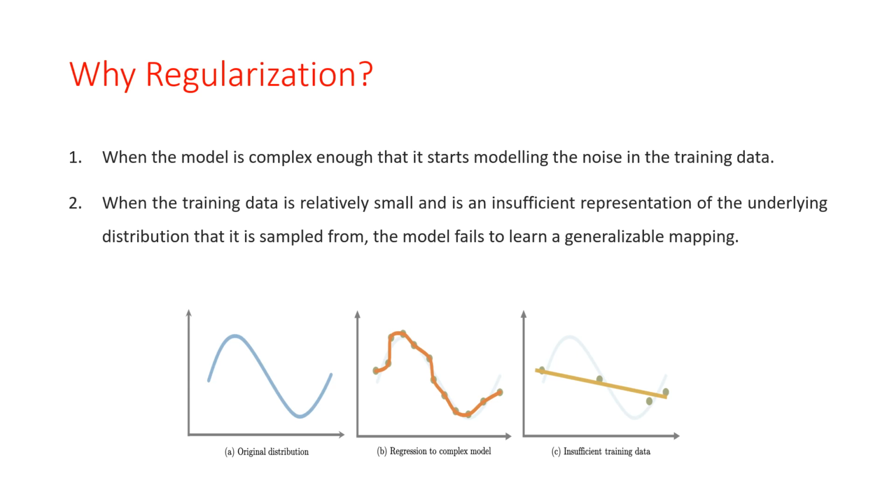So these are the two reasons why we can use regularization. Here we have an original distribution, then regression with a complex model and insufficient training data. So we have some model but we are having insufficient training data like this. For the complex model, the regression is like this in the second diagram, and the original distribution will look like this. So what is regularization? It helps to overcome the issues of overfitting.